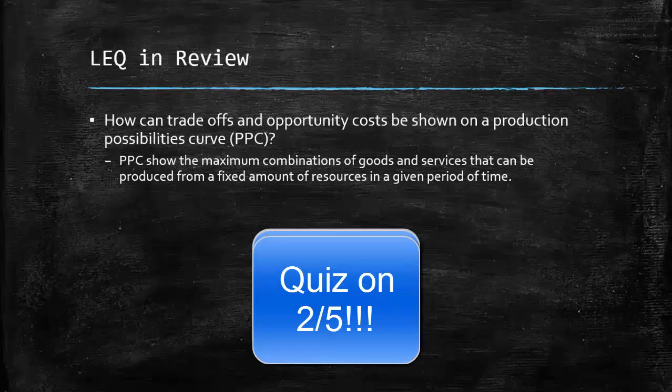So time for our LEQ in review. How can trade-offs and opportunity costs be shown on a PPC? PPCs show the maximum combination of goods and services, that is, the factors of production are being used most efficiently from a fixed amount of resources in a given period of time.